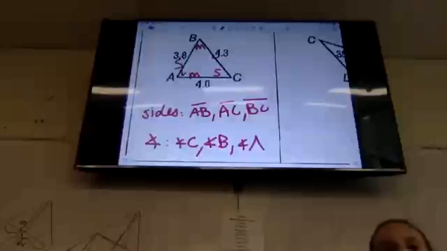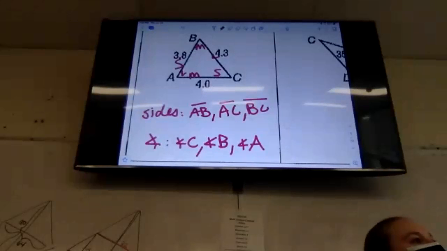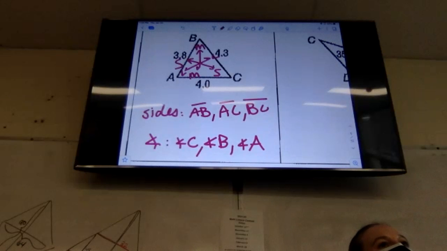What I like to do sometimes if you don't have a highlighter, or if you're using paper and pencil, is write L for my largest one on the side and the angle. I like to write M for my medium one. I like to write S for my smallest one. If I use my iPad, sometimes I like to just use the colors. That helps me keep everything straight.